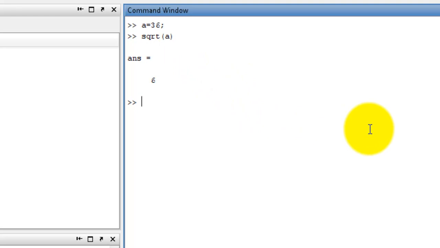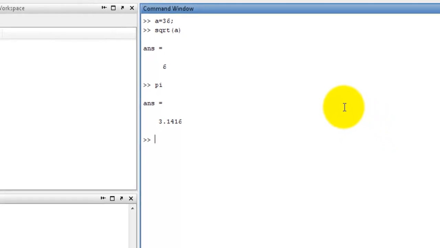Now PI, enter. 3.1416, pi, value of pi. Okay. If x equal to pi, value of x is 3.1416. Okay.